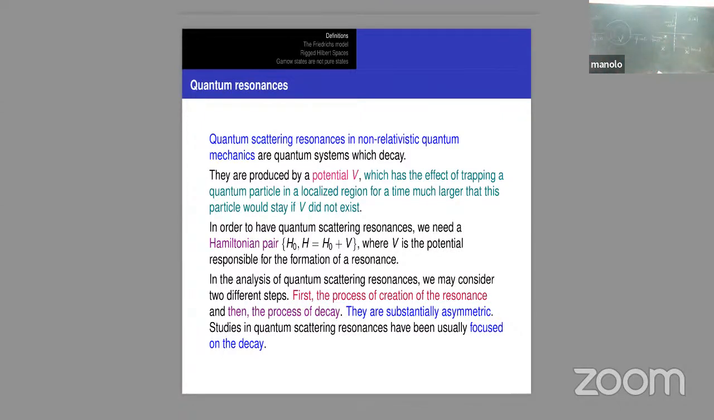This is the idea. In order to have quantum scattering resonances, we need a Hamiltonian pair: a free Hamiltonian plus a potential. This potential is this potential V. Here I draw it as localized, but it is not necessarily strictly localized, strictly of compact support. V is the potential responsible for the formation of the resonance. In the analysis of quantum scattering resonances, we may consider two different steps. First, the process of creation of the resonance, and then the process of decay. They are substantially asymmetric. Studies of quantum scattering resonances have usually focused on the decay, ignoring, of course, the process of constructing the resonance.